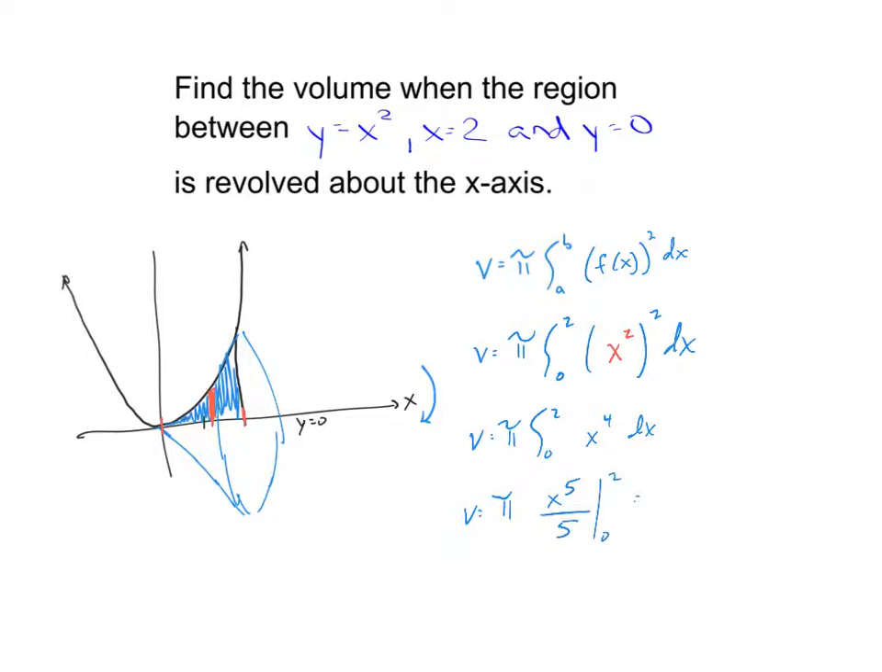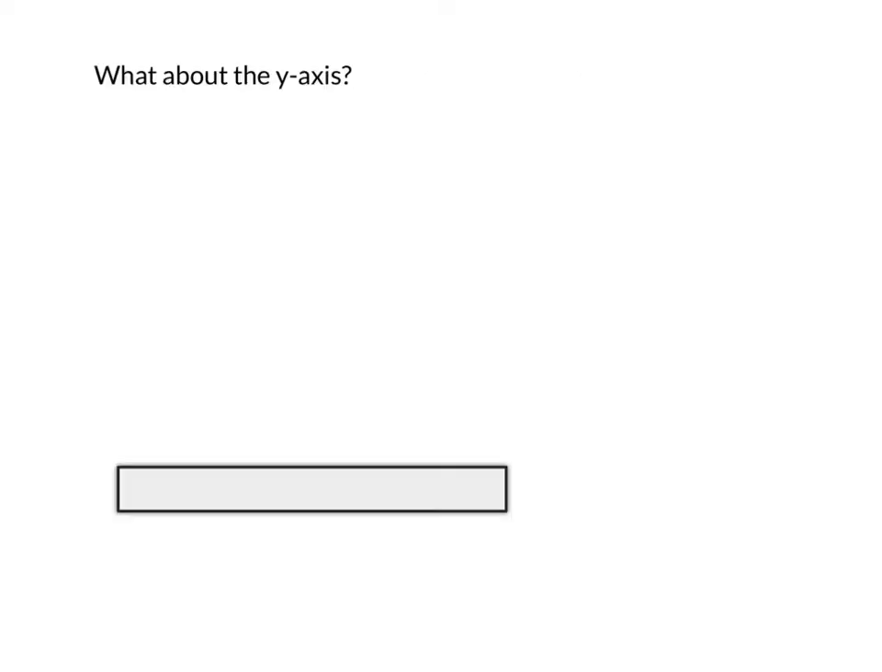Substitute in my bounds. 2 to the fifth is 32, so this will simplify to 32 pi over 5. And we could get that in decimal form, but it looks pretty clean like that. All right, so that 32 pi over 5, we don't typically write the units here, but that is technically 32 pi over 5 cubic units for the volume of that region.